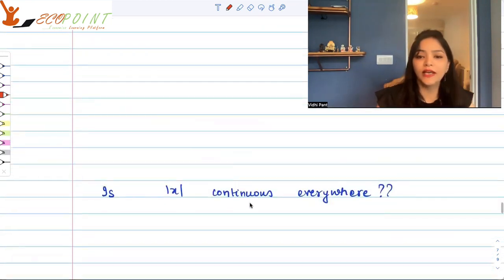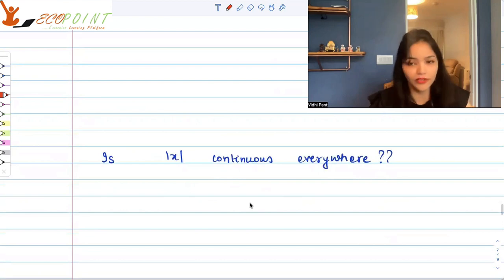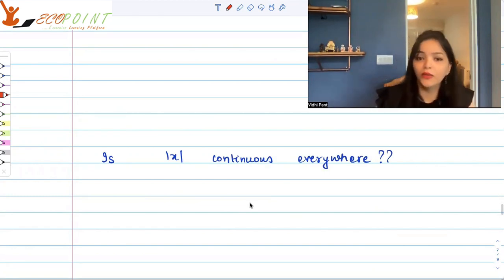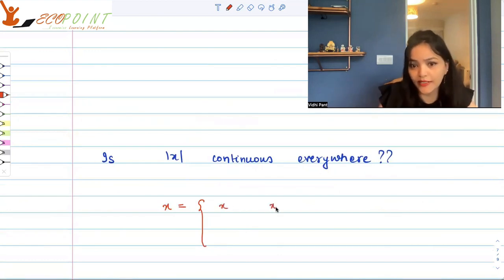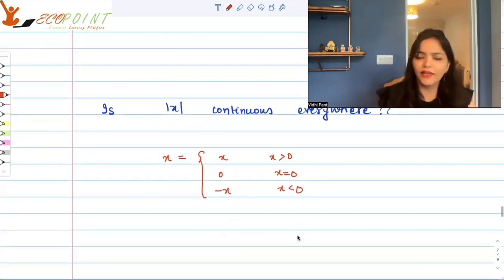On the other hand, let's look at the graph of the function modulus of x. Modulus x, is it continuous everywhere? Or do we have a point of discontinuity here? Well, to understand it, modulus x looks like just x when x is greater than 0. It is 0 when x is equal to 0. It is minus x when x is less than 0. And hence, we have graphed it many times before.